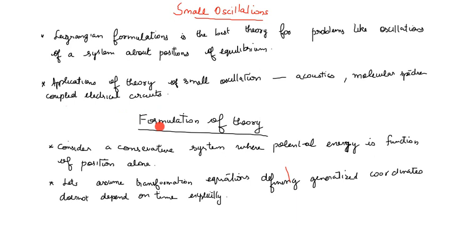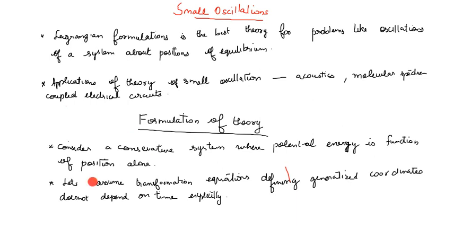Let us see once more the formulation of the theory of small oscillations. For this, we consider a conservative system. Conservative system means the system whose potential energy is a function of position alone. Then the system is a conservative system. We are considering a conservative system for the formulation of this small oscillation theory.